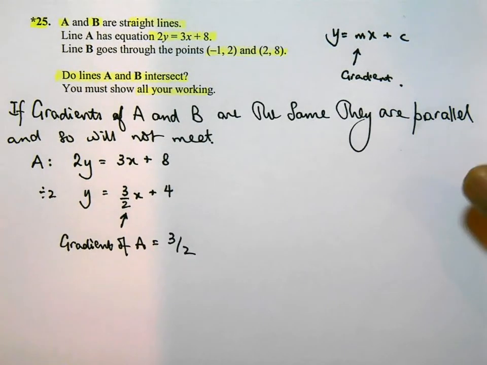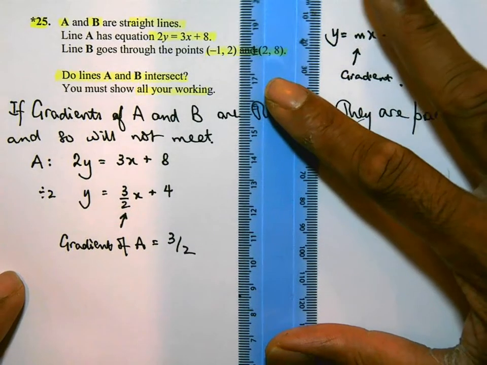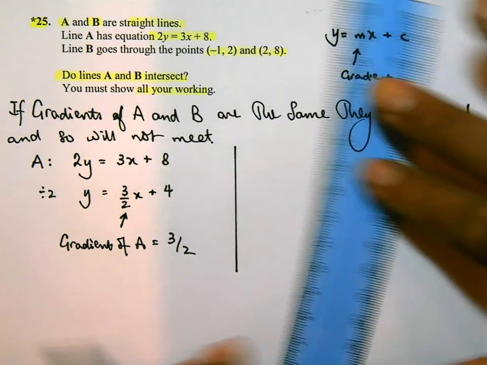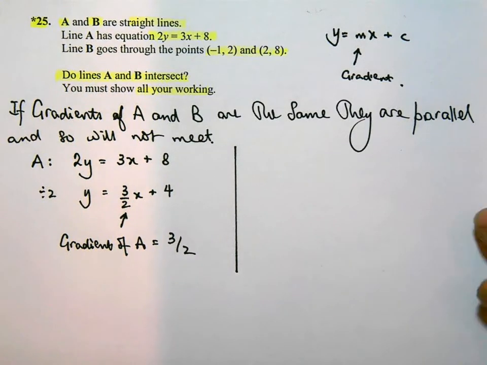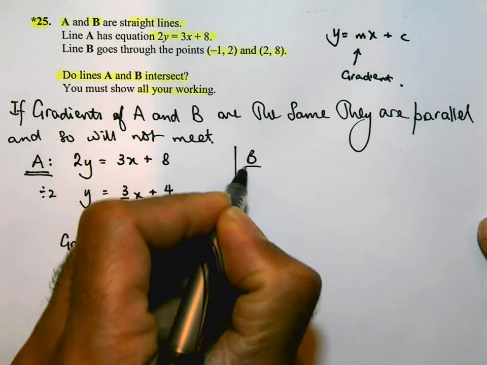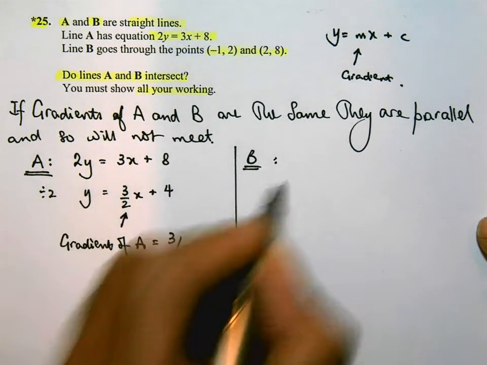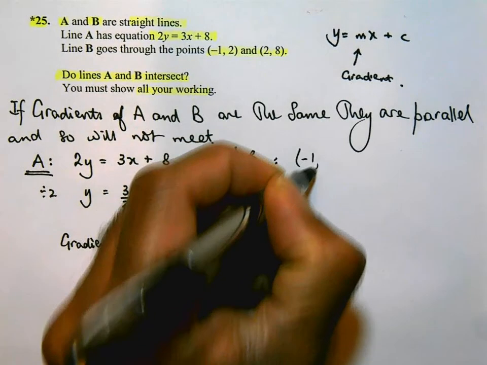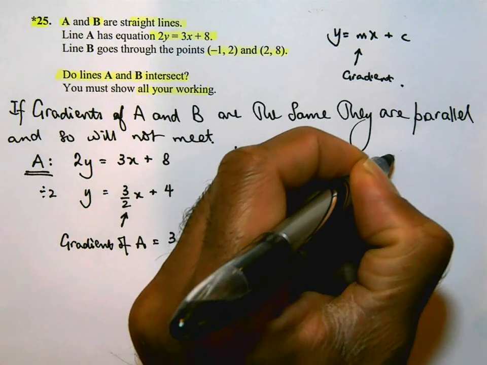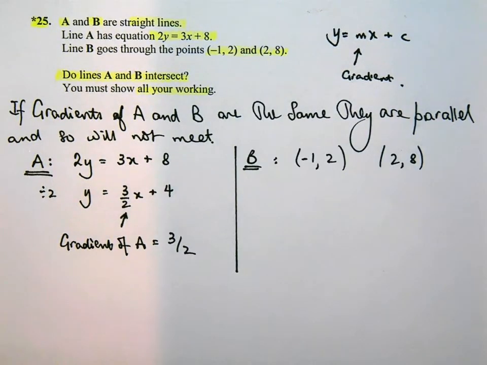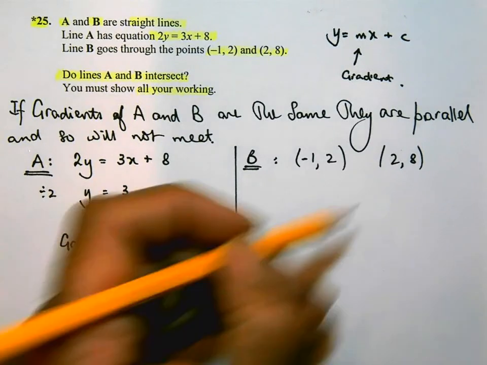I'm now going to find the gradient of B. I'm just going to draw a line down the center because, in questions where there's a star, presentation is important, and the way you state all your workings is quite important. So that was for line A. Now for line B. Line B goes through the points -1, 2, and 2, 8. To help with this, it's not essential, but I'm going to draw a little picture.